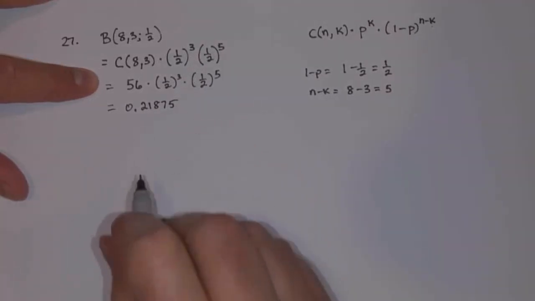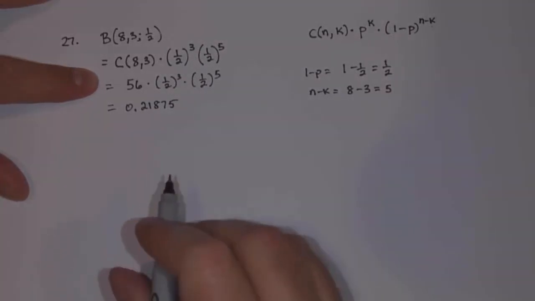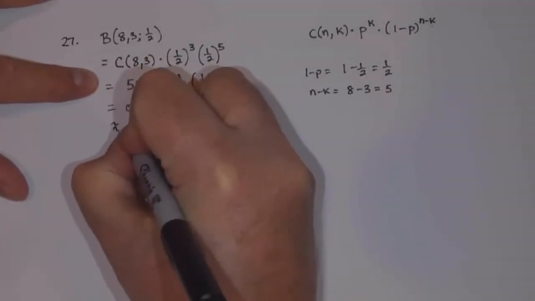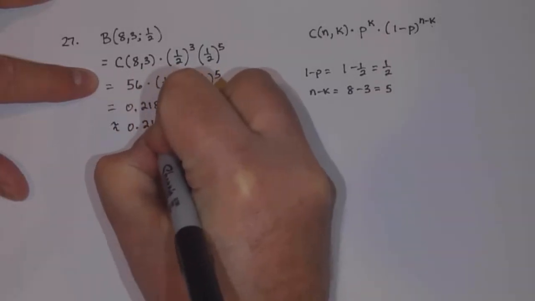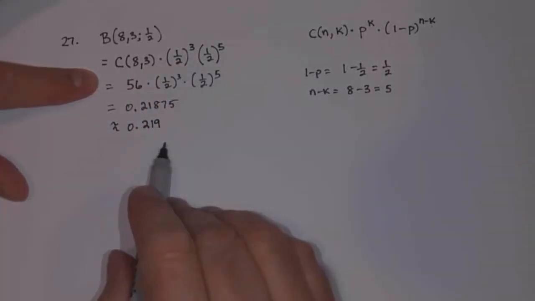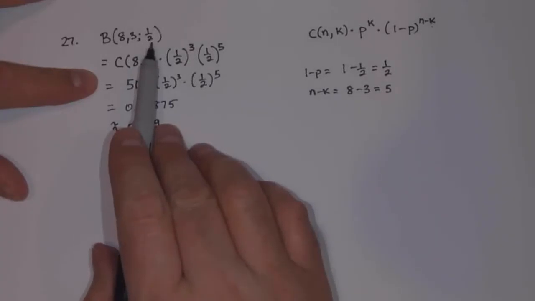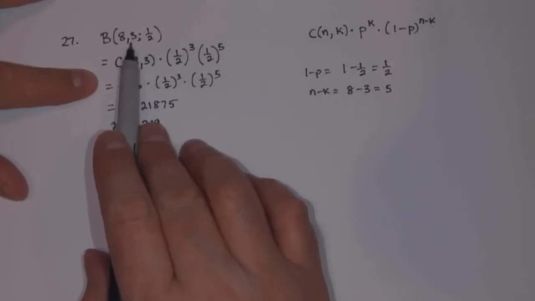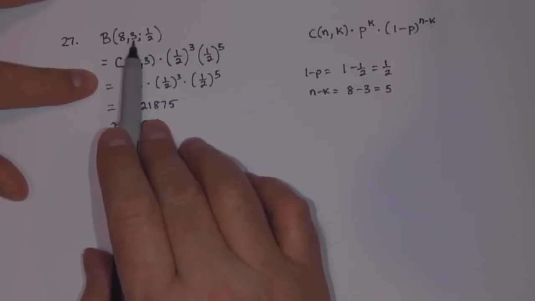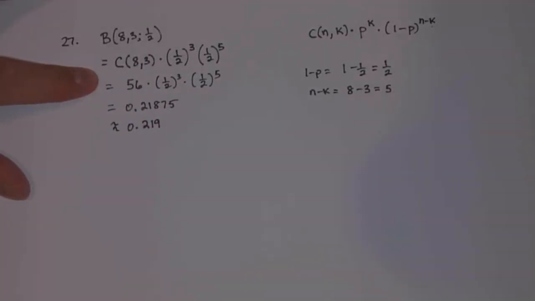And I think usually we're going to be rounding that to 3 places, so if we round that to 3 places, that would be a 0.219 probability. Okay? So if the probability of success for each trial is 1/2, if there are 8 trials, then the probability of exactly 3 successes is going to be 0.219.